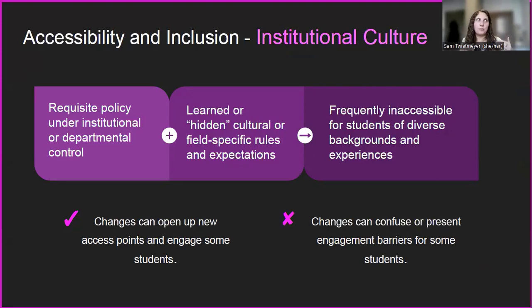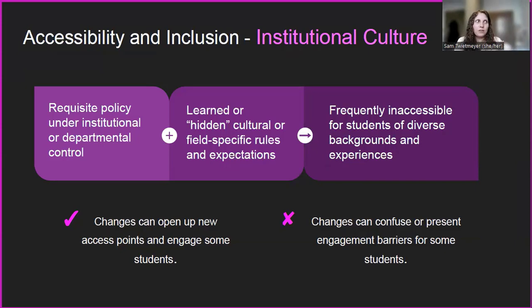The first piece I want to look at in terms of accessibility and inclusion with your syllabus is institutional culture. So right at the very beginning, I talked about how the basic elements of the syllabus are already provided for you, usually by your department and your university. This is actually a place where there is power and authority structures to be challenged.